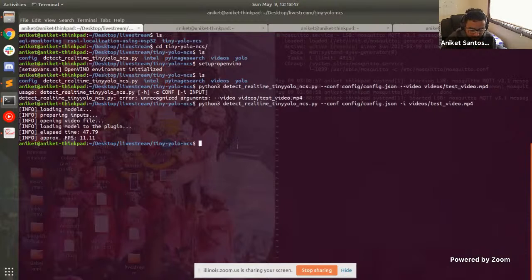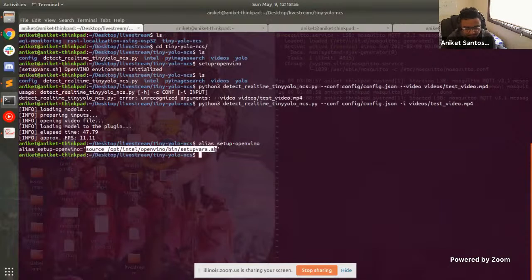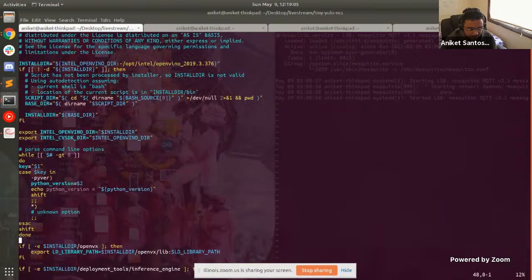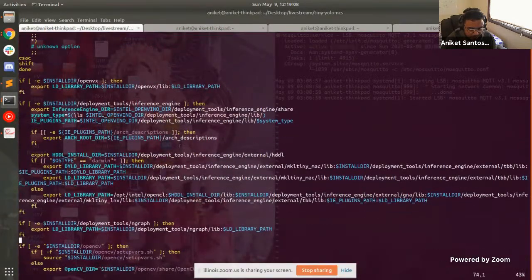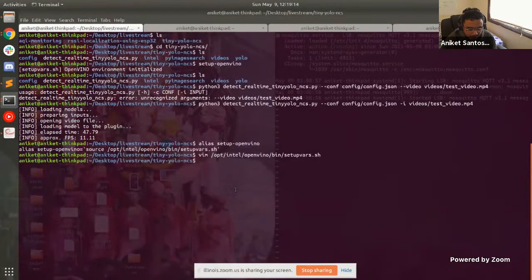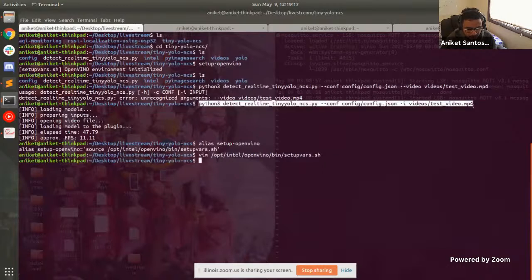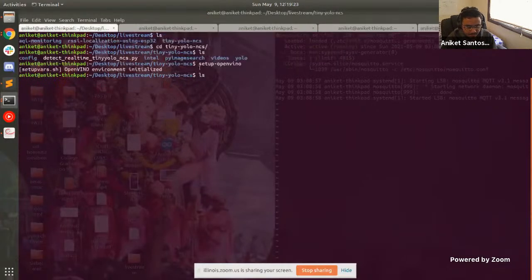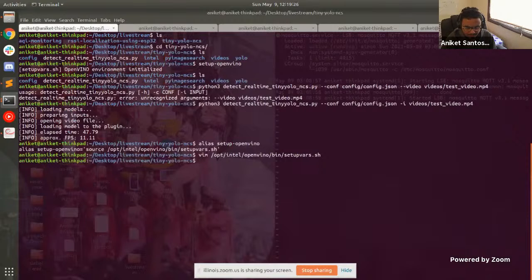So this is one of the aliases I'm using. This alias actually initializes it, it basically runs the script. And if we take a look at the script, it reads in everything. It sets up the library paths, as you can see, and it basically sets up the whole environment. So if I try to run the same command in another terminal, it won't work because it will say there is no such file or directory. All the setup is provided by the official website of the neural compute stick.